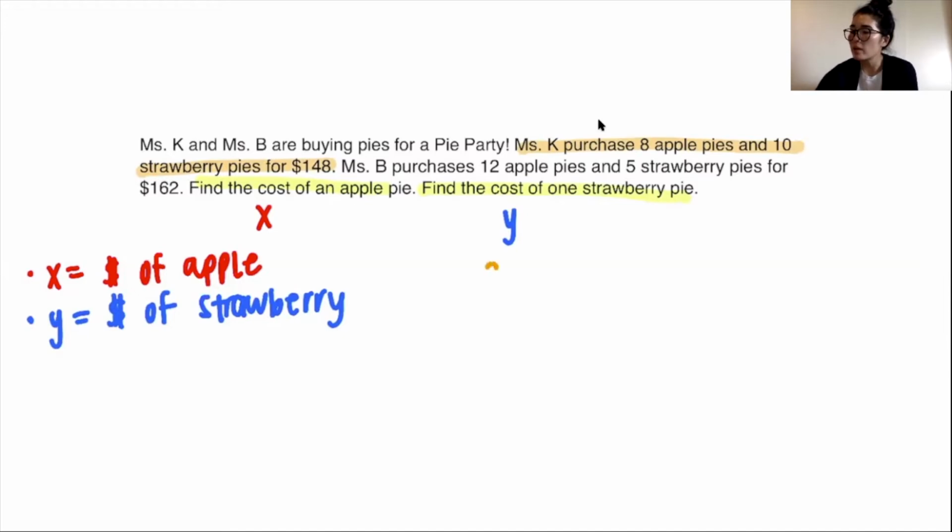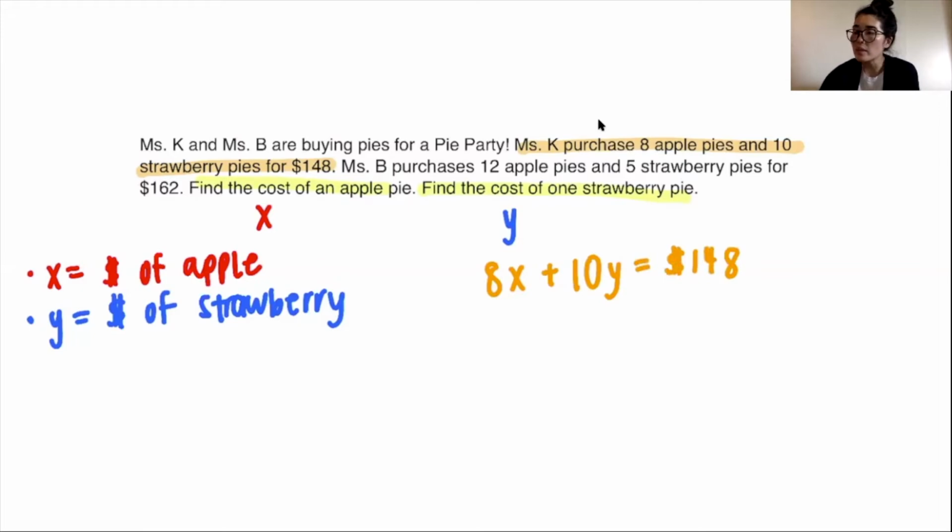So I've bought 8 apple pies, so I'm going to put 8x, because it's 8 apple pies times however much I'm spending for each of those pies, plus the 10 strawberry pies, so 10, and then we multiply that by y, because that's how much it costs for each strawberry pie. And that's going to be equal to this $148 that I spend.